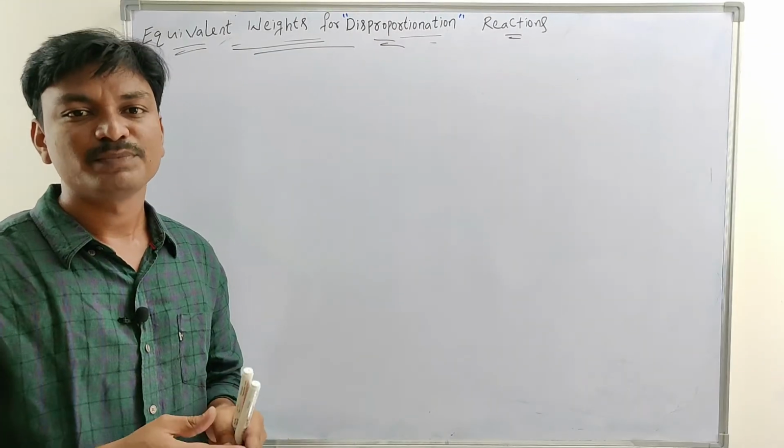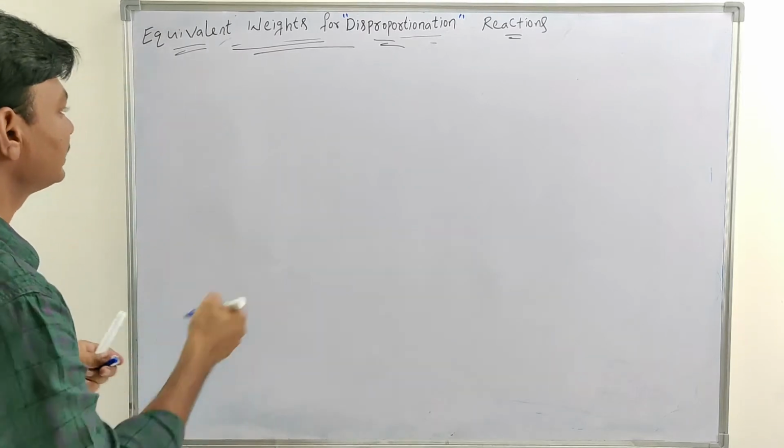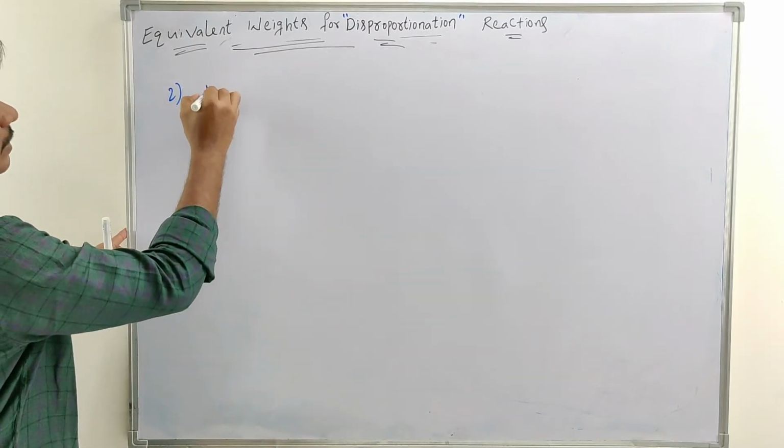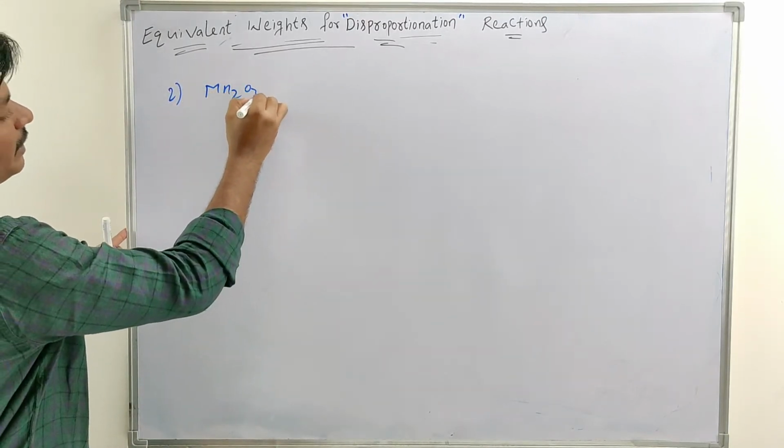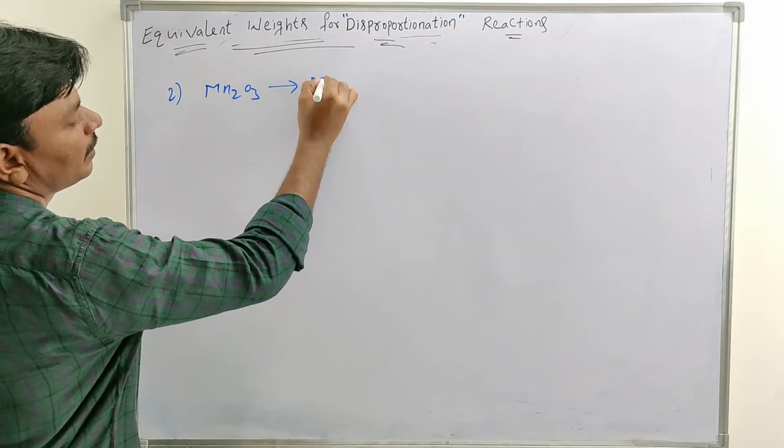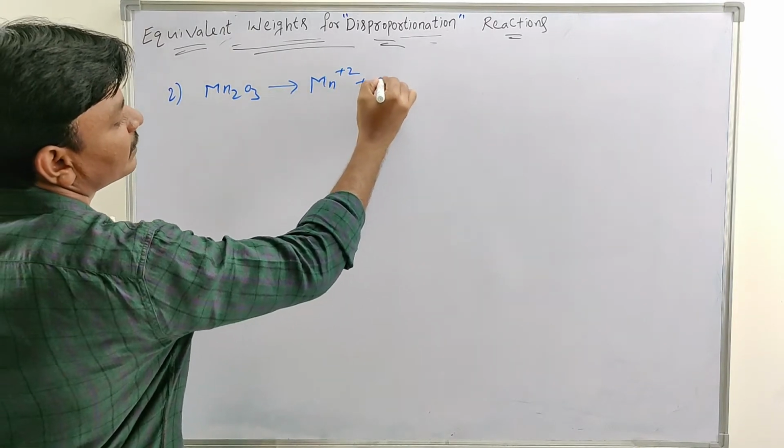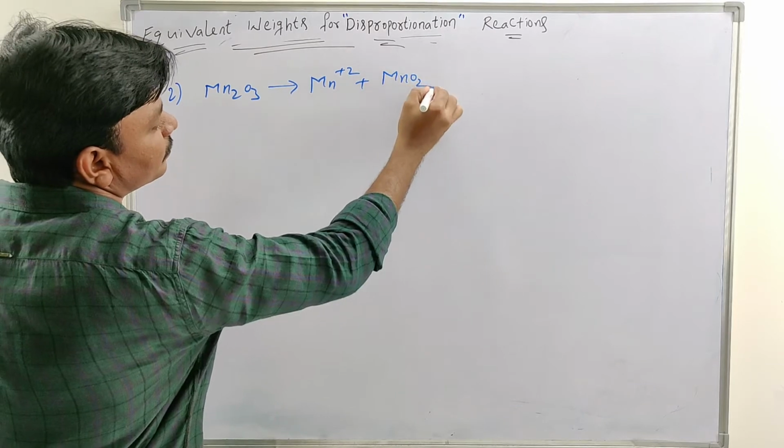Another example of a disproportionation reaction. Here is the second example: Mn2O3 gives rise to Mn2+ plus MnO2.